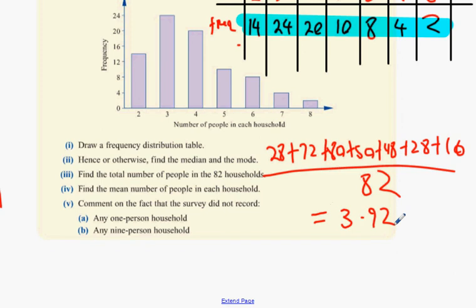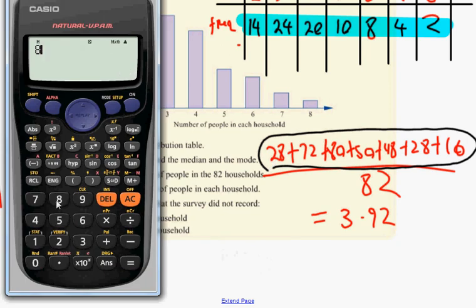Now, sorry, I skipped the part 4. Part 3 wants to know the total. What's the total again? The total is all of these added together. There's a shortcut there. What can I do? I can multiply 82 by what number to get the total? By 3.92.